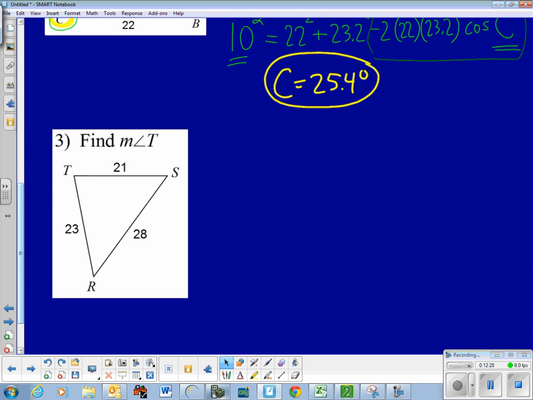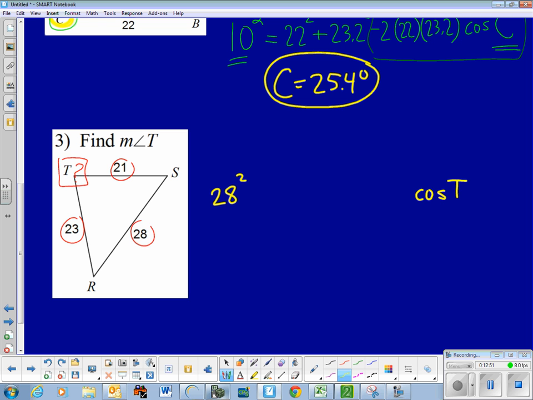Last case, side, side, side. I'm given them all, and I'm asked for angle T. This one's going to be one step because I have all the sides that I need. So what I need to do is make sure that if I'm looking for angle T, that's the last thing I write. And I need to start with the 28 because that corresponds. So I get 28 squared equals 23 squared plus 21 squared minus 2 times 23 times 21 times cosine of T. And now we're in the same situation for solving that we were just a minute ago.